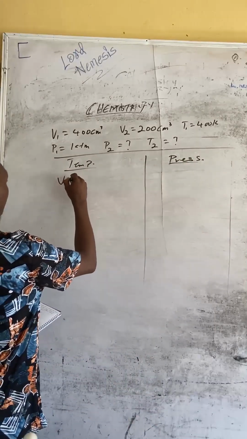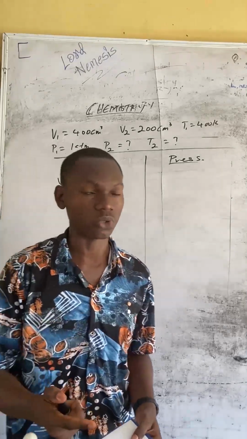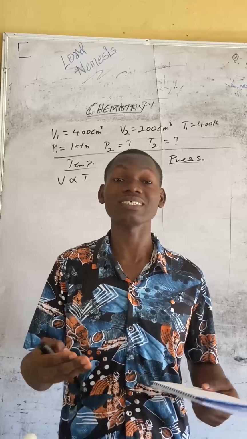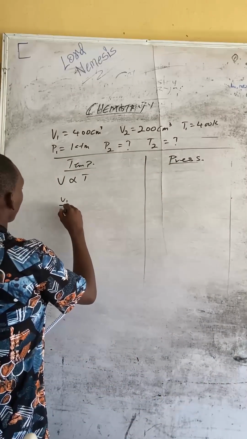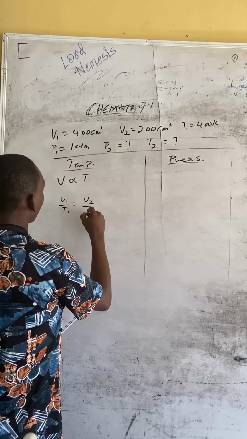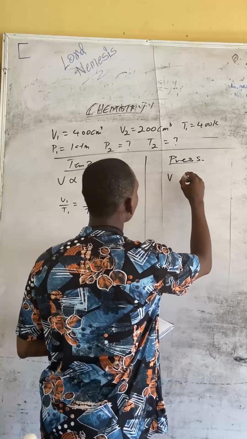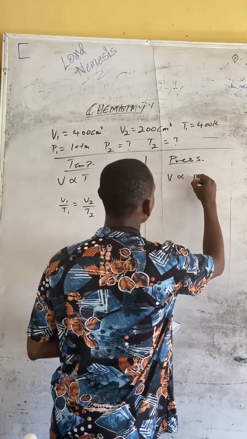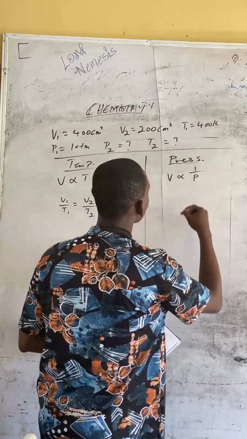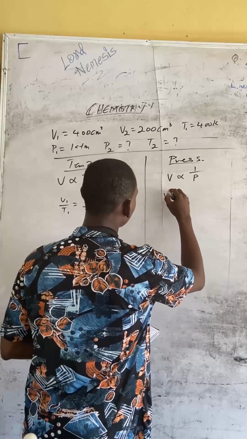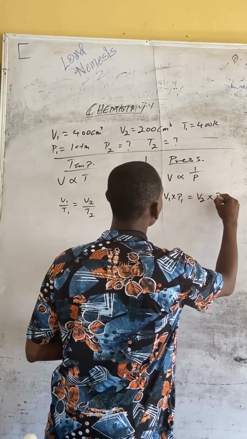Now, volume and temperature. What law talks about the relationship between volume and temperature? That's Charles' law, that says that volume and temperature are directly proportional, right? So the formula to use here is V1 over T1 equal to V2 over T2. What about for pressure? What law talks about the relationship between volume and pressure? It is Boyle's law, which says that volume is inversely proportional to pressure. So the formula there is V1 times P1 equal to V2 times P2.